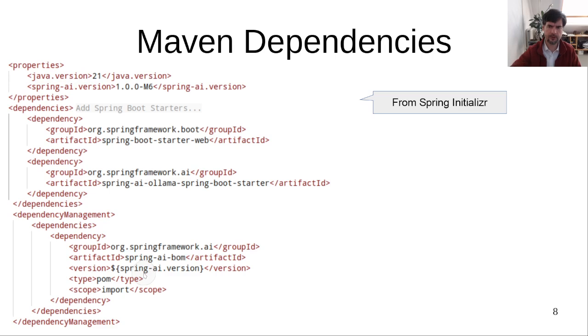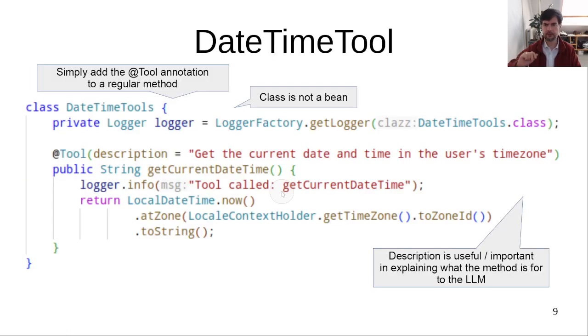Declarative methods: declaratively turning methods into tools. First off, our Maven dependencies. These are just the basics that I've been using in all these videos. I'm using the Spring Boot Starter Web and the Spring AI Ollama Spring Boot Starter. So nothing fancy. Then the first tool I'm making is a date time tool.